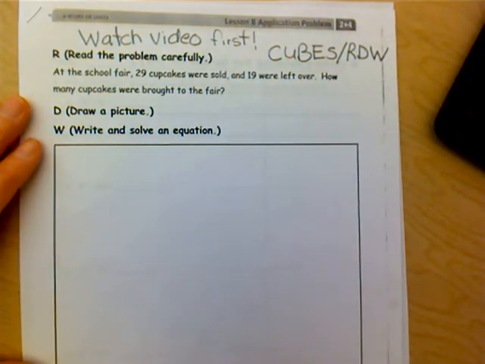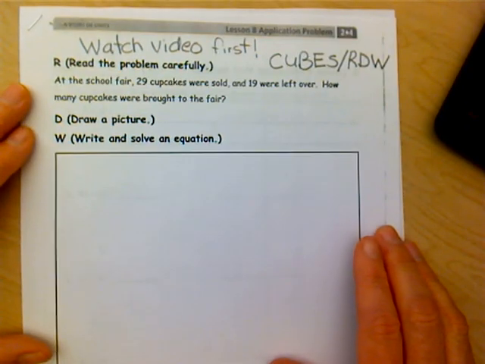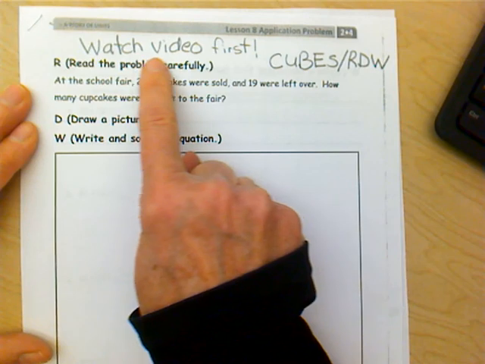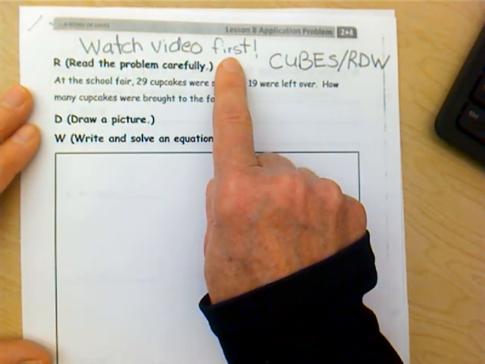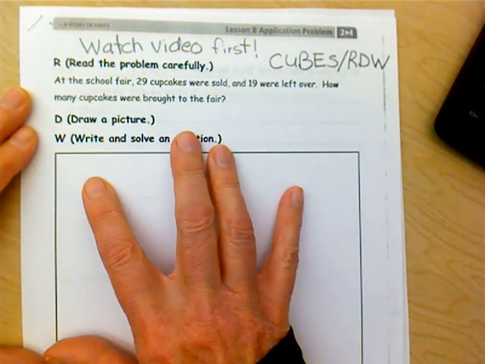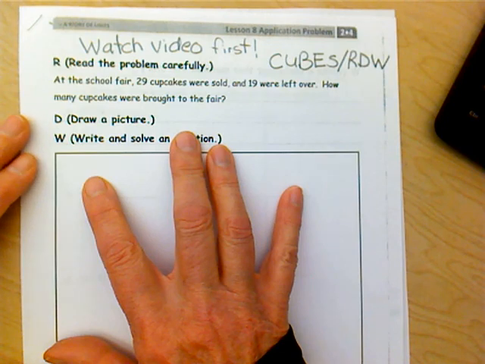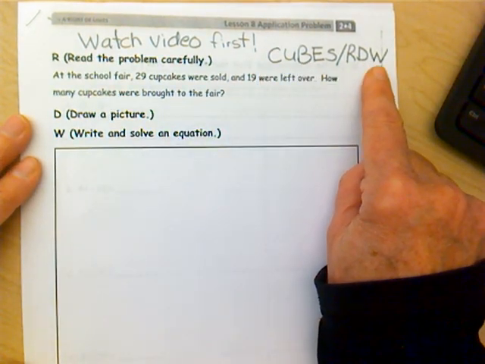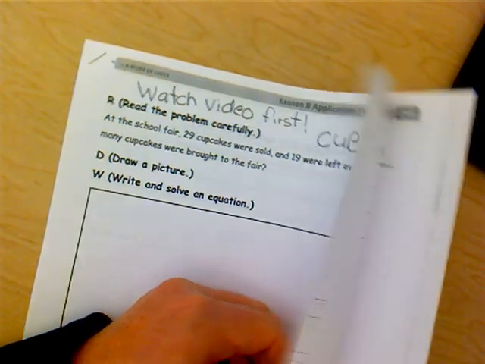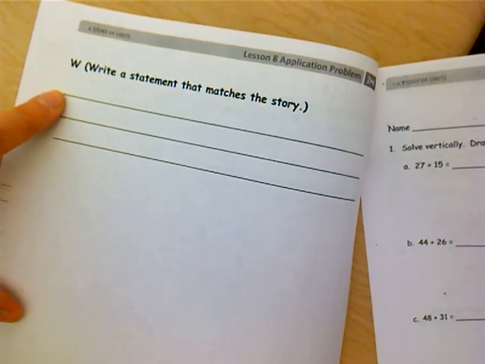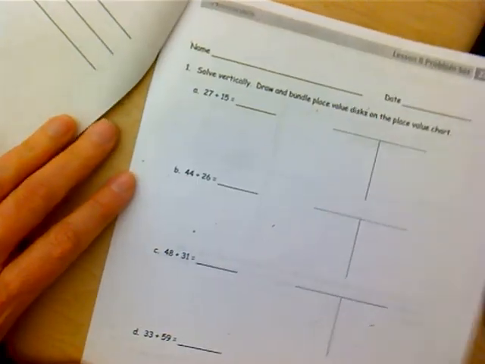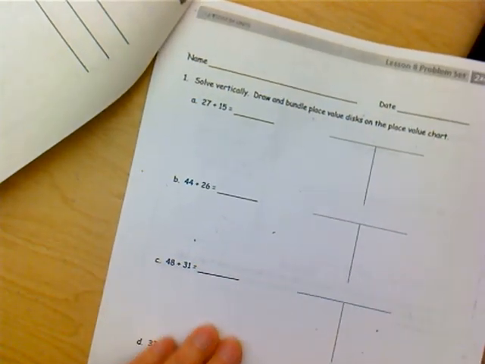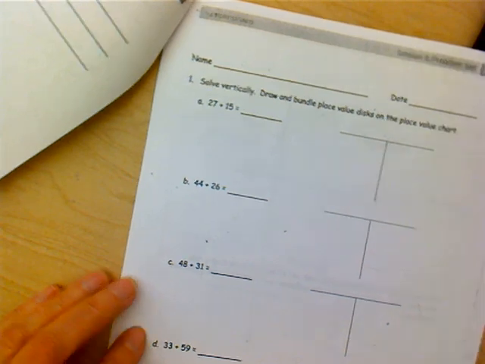So Lesson 8 we're going to get started on, and I'm going to remind you that you need to watch the video first from Eureka. Then you're going to come back and do the application problem, remembering to use cubes, read, write, and draw. And then you have your written statement that you need to show as well. And then you have some problems for problem set 8.